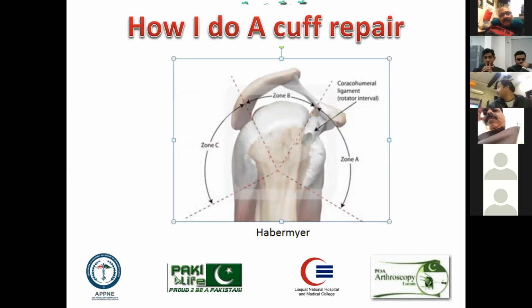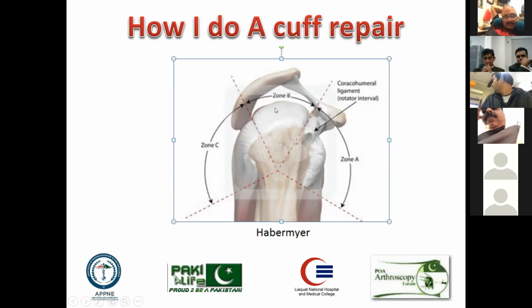So if you can look at this particular picture, you have the subscap, a separate entity. You have the interval that Sufyan showed you where the bicep tendon comes in. But if you look at it anatomically, the whole thing looks like a straight structure, and that's the infraspinatus and supraspinatus together.